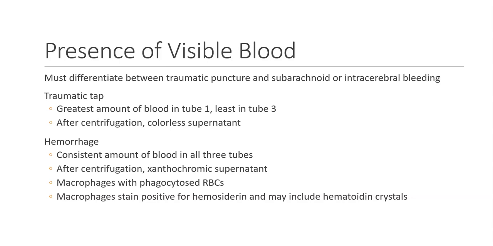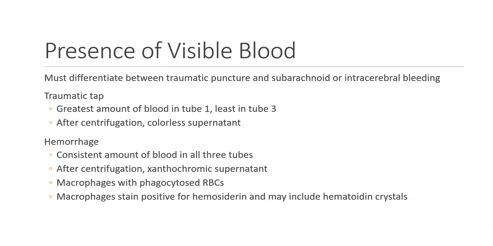In a traumatic tap, the greatest amount of blood will be in tube 1 and the least in tube 3, because as you're drawing the sample, the blood that had pooled from this piercing will, for the most part, go into tube 1. And then it will decrease because the bleeding stops and is very slow in tube 2. And ideally, there should be no blood in tube 3 because that's what we're going to do our cell count on. After centrifugation, a colorless supernatant would indicate a traumatic puncture because all these are fresh red cells and they'll go to the bottom, versus subarachnoid or intracerebral bleeding.